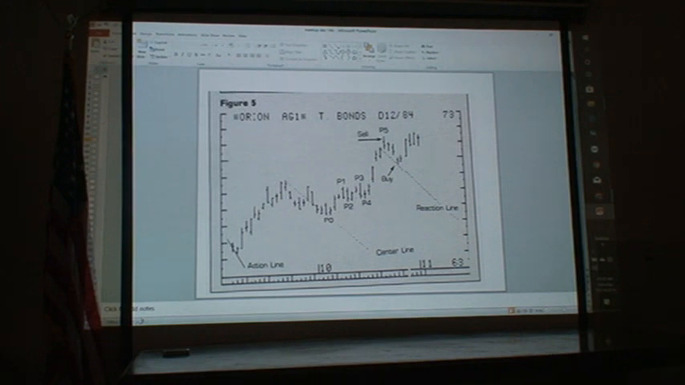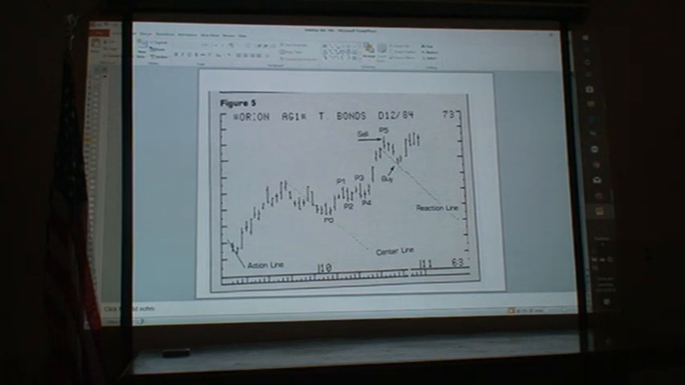with an explanation that said, when prices go through a reaction line, and this here is a reaction line, okay, and a reaction line is measured, you draw what's called a center line, and you find the action point, and you flip over the distance over there, and that's your reaction point.